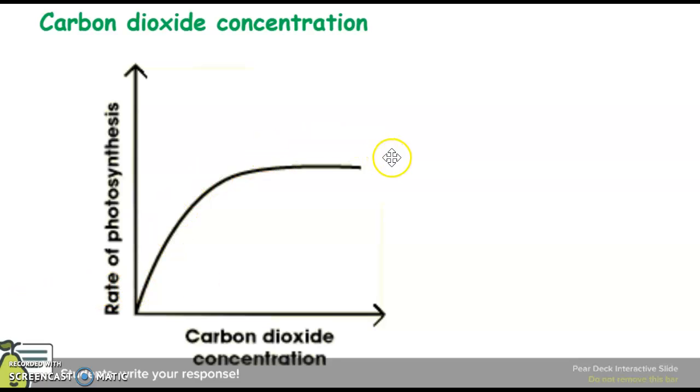So again, looking at this one, you've got the carbon dioxide concentration along the bottom. You've got the rate of photosynthesis along the side. Again, think about what that is showing you. You can stop it and then play the next bit.